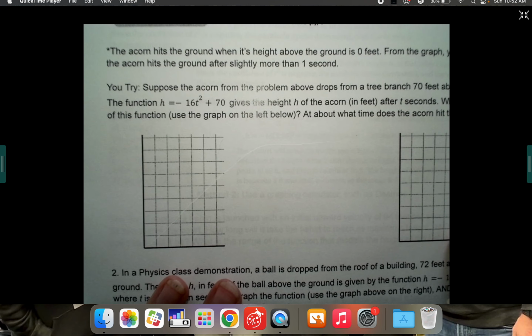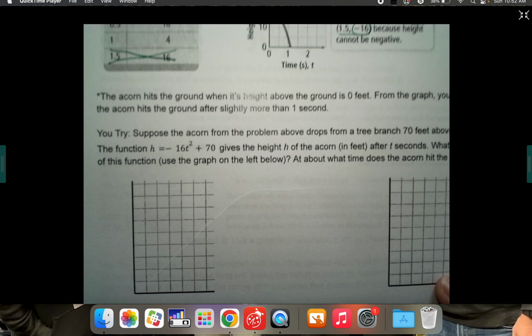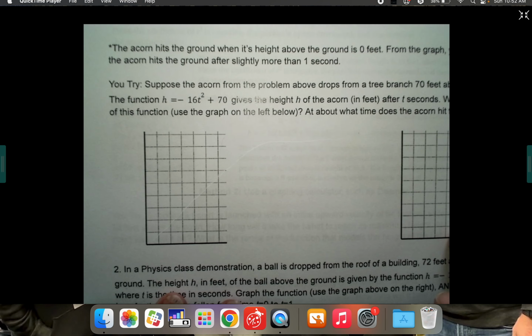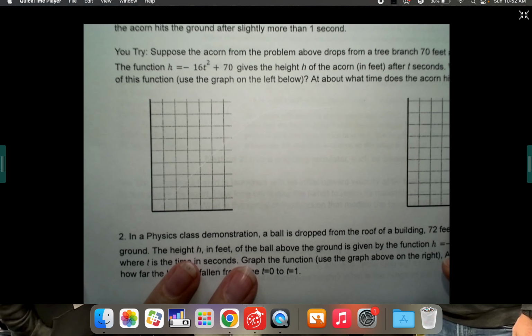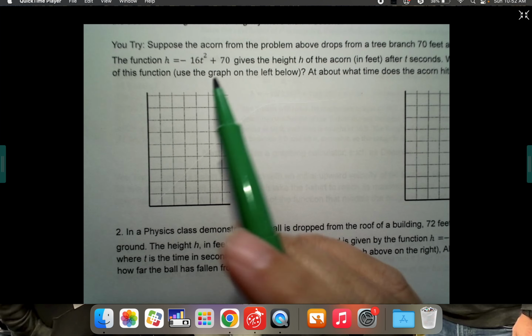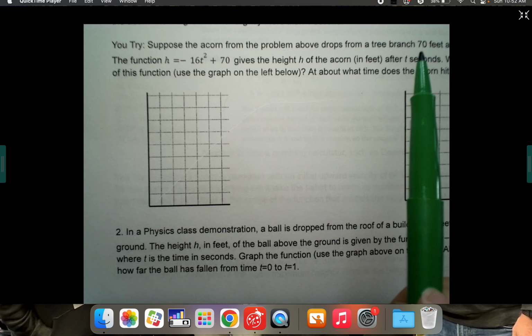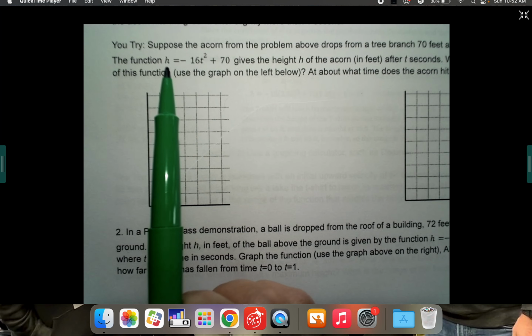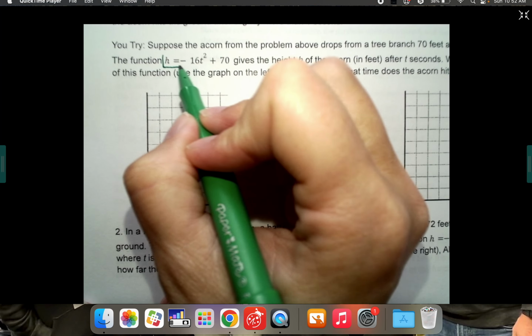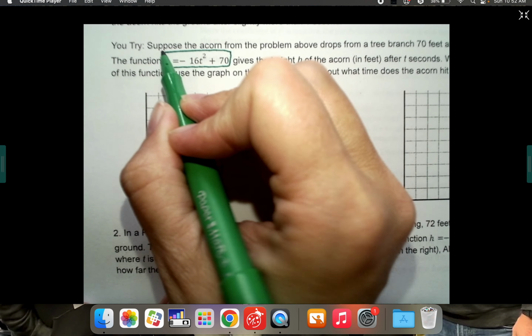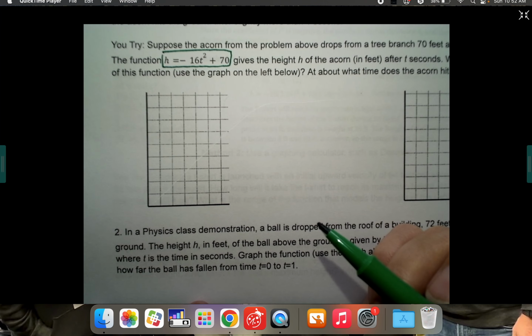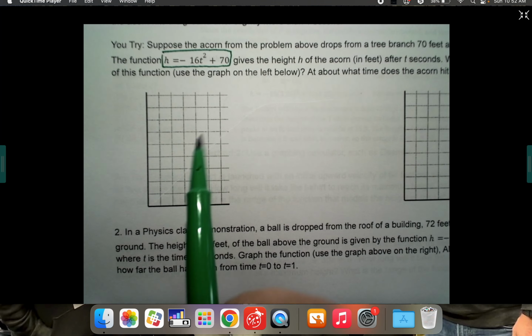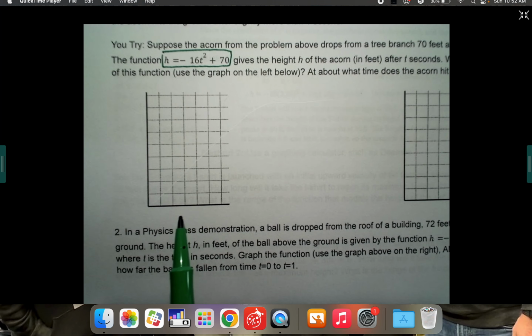Okay, we have 2 Try-Its, and I'm going to talk you through both of these actually. So the first Try-It is another acorn problem. This time the tree branch is 70 feet above the ground. So they give us the formula. The formula is h equals negative 16t squared plus 70. After about how many seconds does it hit the ground?